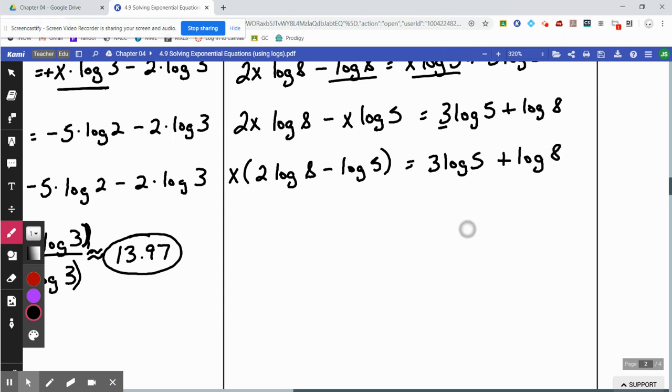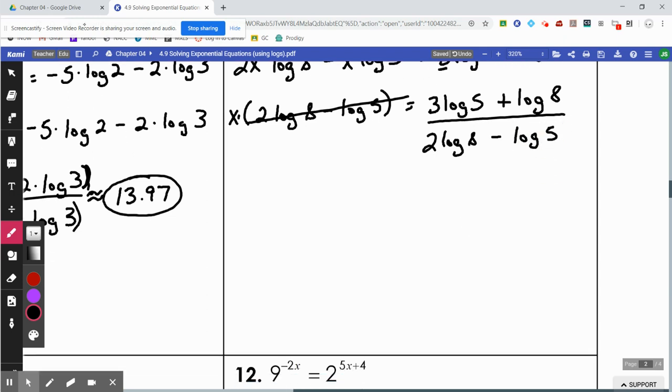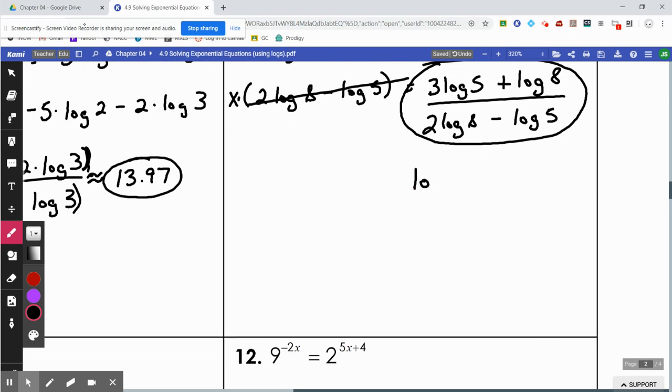And the very last step before I use my calculator, since these are being multiplied, I'm going to mark it out and I'm going to divide by it. So divide by 2 log 8 minus log 5. And again, that's the exact answer. Another way to write that exact answer could be the log of 5 to the third plus the log of 8 over the log of 8 squared minus the log of 5.